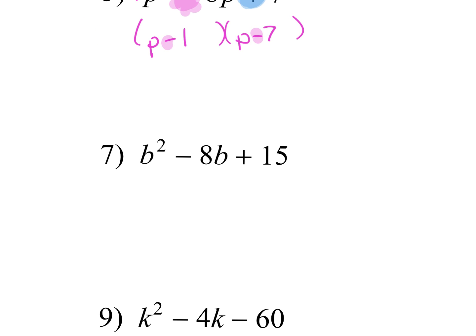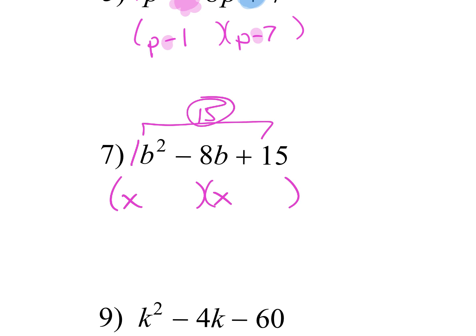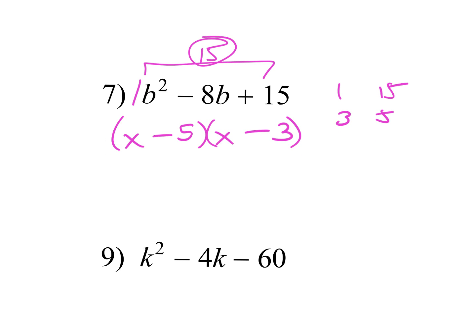If I look over here, again, I'm going to use X's. A times C, 1 times 15. What are the factors of 15? They're going to multiply to give me 15, add to give me negative 8. Well, I have 1 and 15 and 3 and 5. Since the last term is positive, the middle sign goes in each parenthesis. So each parenthesis gets a minus. And what's going to give me 8? 5 and 3. Good. Good job.